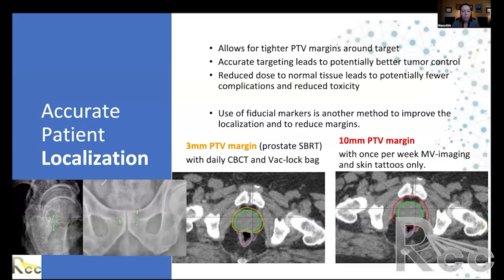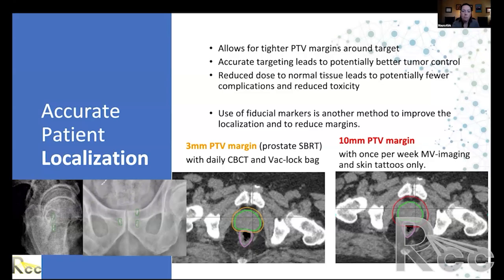If you don't have markers and you have the ability to cone beam, here's an example of cone beam localization. So you can take a cone beam of the patient, and again, using your contours from your original planning CT, you can make sure you're aligned to exactly where the prostate was at the time of planning.